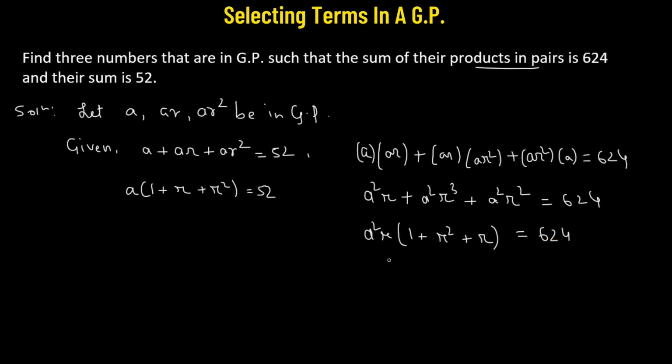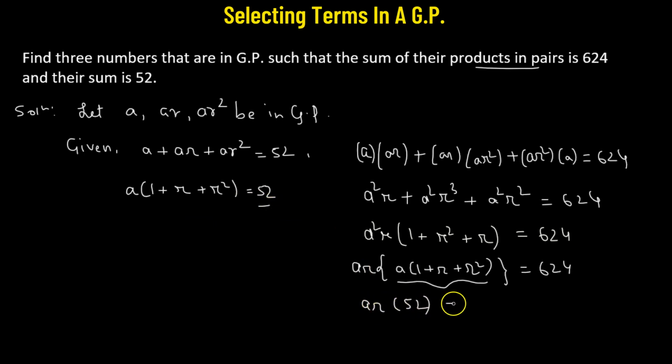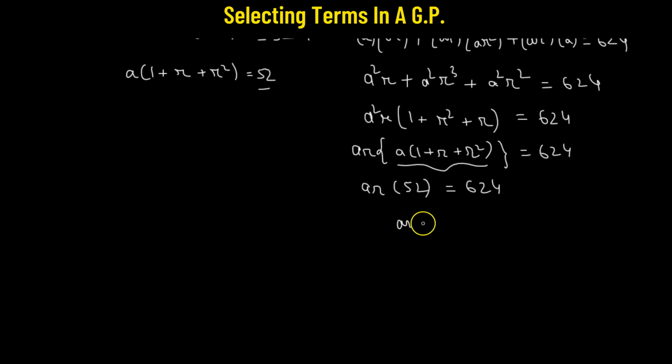And we can further simplify this. If we take a times r and multiply it by a times 1 plus r plus r squared, this is equal to 624. Here we can replace a times 1 plus r plus r squared with the value 52. So we have ar multiplied by 52, which is equal to 624. Now we have ar equals 624 divided by 52, so ar will be equal to 12. So we can rewrite r in terms of a: r will be equal to 12 divided by a. So we will set this aside.